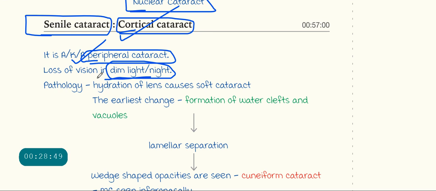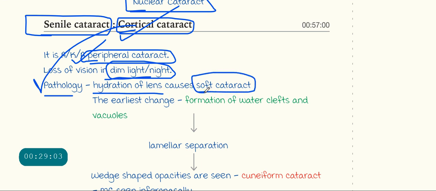Now what is the pathogenesis of cortical cataract? This is hydration of the lens causing soft cataract. Remember when we studied the pathogenesis over there, it was hard cataract and here it is soft cataract. So this is a distinguishing feature the examiner could ask. So the hydration of the lens causes soft cataract.